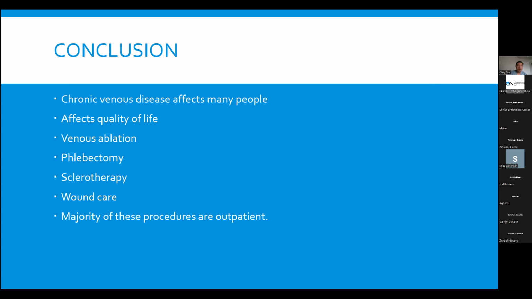So in conclusion, chronic venous disease certainly affects many people, like we discussed in the epidemiology section. It does affect patients' quality of life. We certainly offer all these treatments here: venous ablation, phlebectomy, which is surgically removing the vein, sclerotherapy, which is irritating the smaller veins with a chemical irritant, and referrals for wound care. And again, all of these procedures are done as an outpatient and usually with just local only.